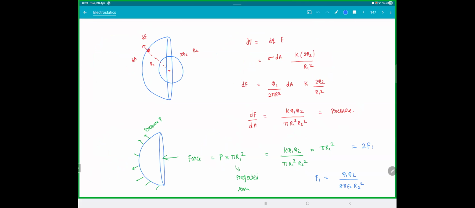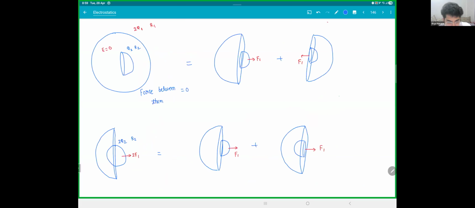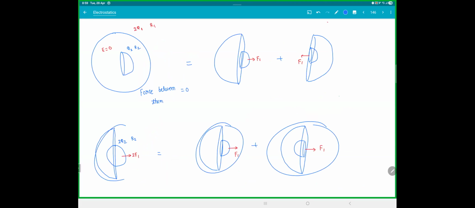Sir, can you please explain how you split the second diagram? See, now, if I combine this and this, won't I get this?